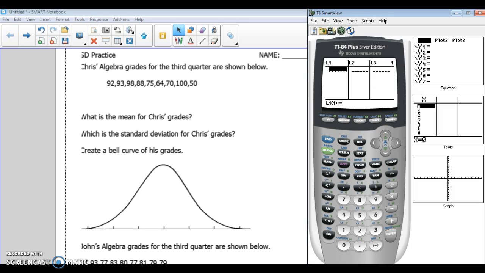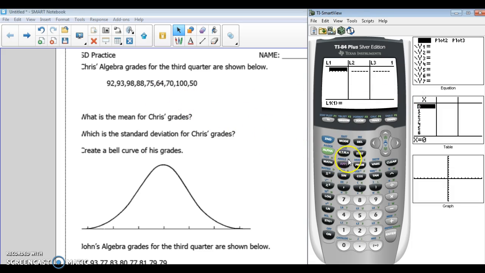So there's another way to measure the spread of the data, which is called standard deviation. And the good thing about this is you don't have to do it by hand. Actually, you can use your graphing calculator to calculate the standard deviation, and even the mean can be calculated using your graphing calculator. So let's take a look at this graphing calculator.